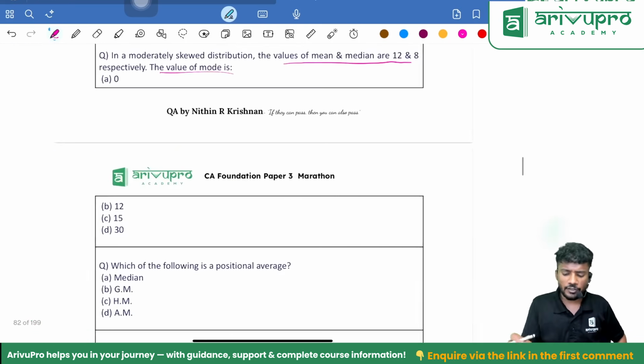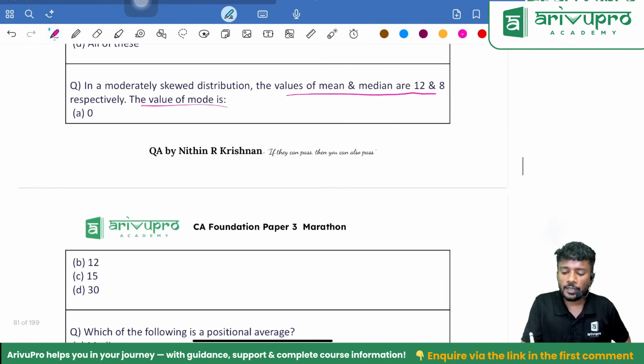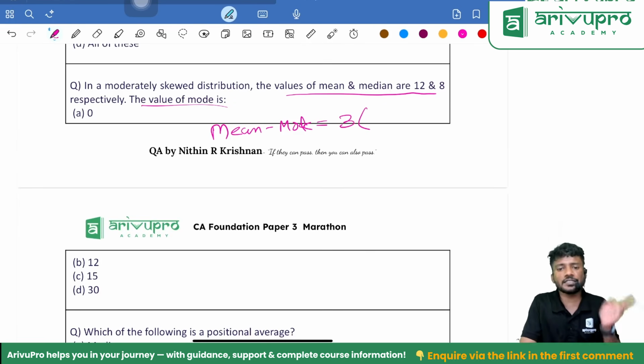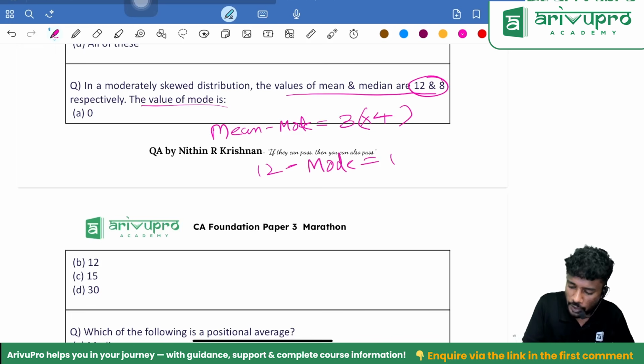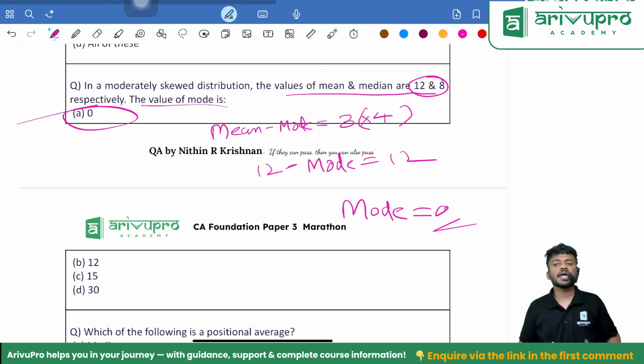Can you find the value of mode? What is the formula? Mean minus mode is equal to 3 into mean minus median. Mean minus median is how much here? 4. Then mean is how much? 12. 12 minus mode is equal to 12. Answer is how much? Mode is equal to 0. Yes, option A is your answer.